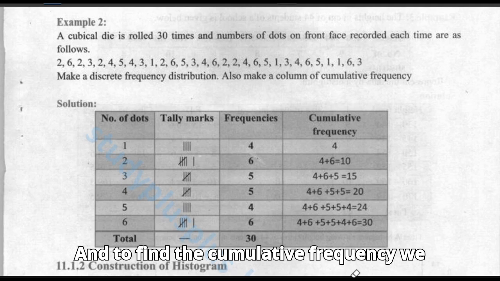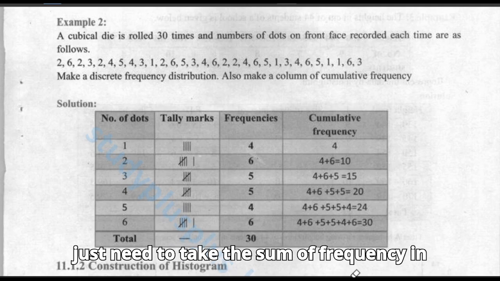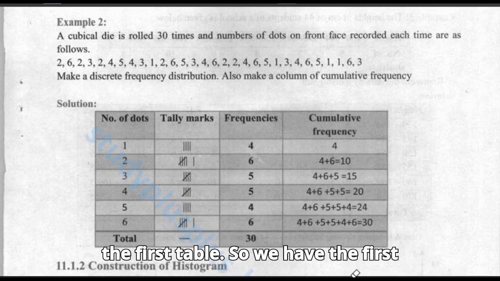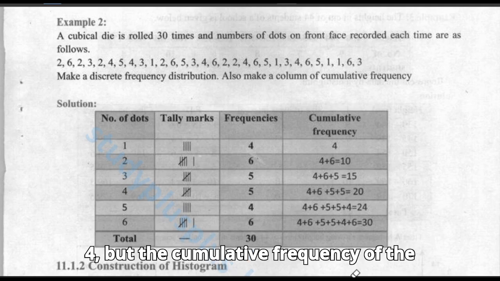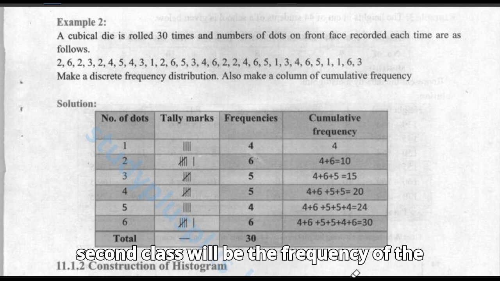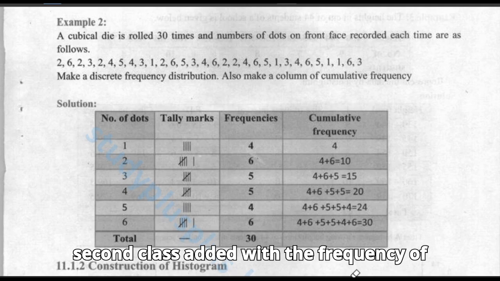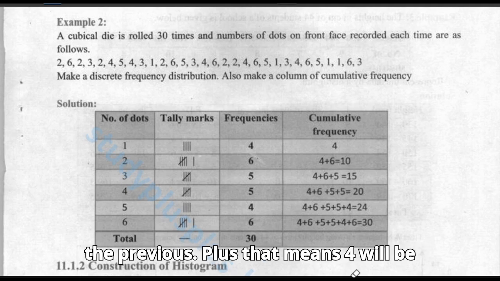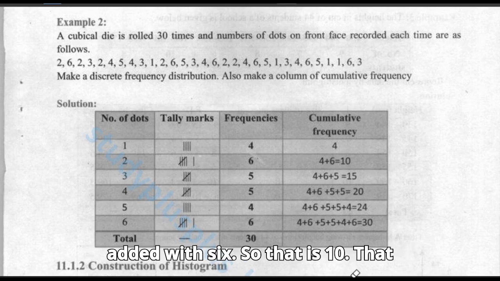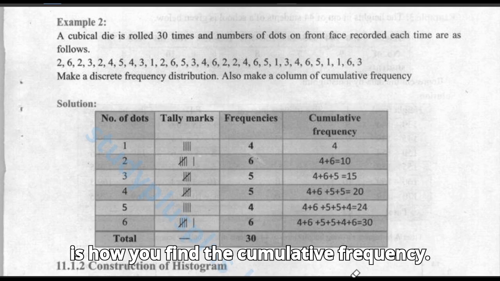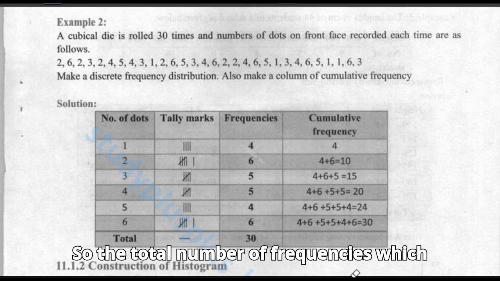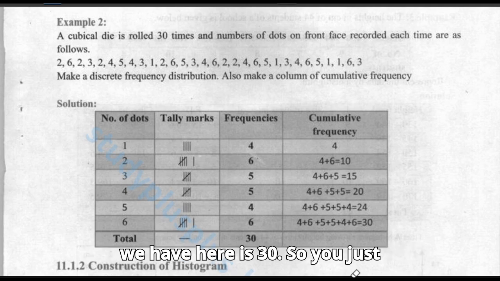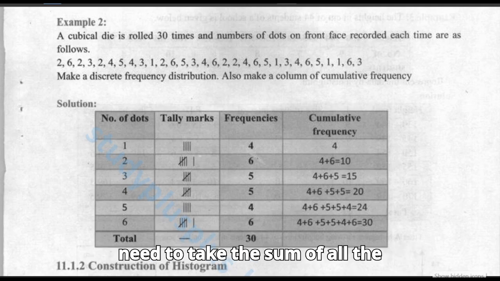And to find the cumulative frequency, we just need to take the sum of frequency in the first table. So we have the first table, the sum of frequency will just be 4. But the cumulative frequency of the second class will be the frequency of the second class added with the frequency of the previous class. That means 4 will be added with 6. So that is 10. That is how you find the cumulative frequency. And here are the tally marks as shown. So the total number of frequencies which we have here is 30. So you just need to take the sum of all the frequencies.